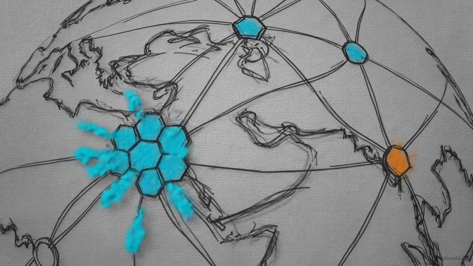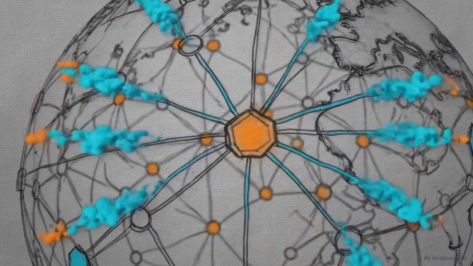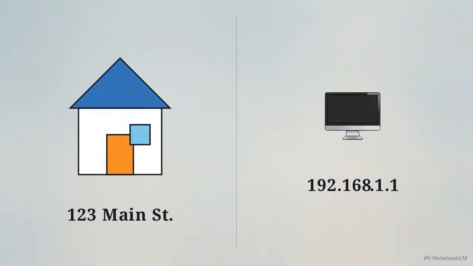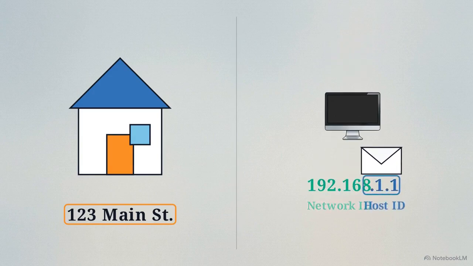Every single second, billions of connected devices are firing off massive amounts of data across the globe. To keep traffic organized, every internet-connected device needs an IP address. It functions exactly like a street address. This legacy format uses two parts. The network ID guides data to your neighborhood, while the host ID pinpoints your specific door.